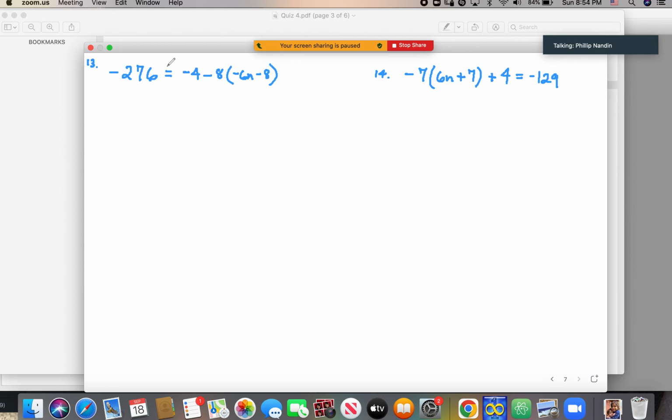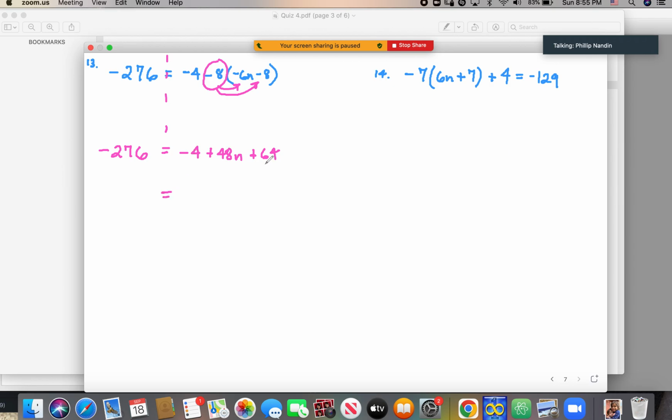Okay, now again, these are the more long ones where you have to do a few operations. You first want to start off, in this case, with distributing this minus 8. And that might be a little tricky. Make sure you guys see that it's negative 8 times everything on the inside here. So the negative 4 just comes down. Negative 8 times negative 6 is positive 48n. And then negative 8 times negative 8 is positive 64. Then negative 276 just comes down.